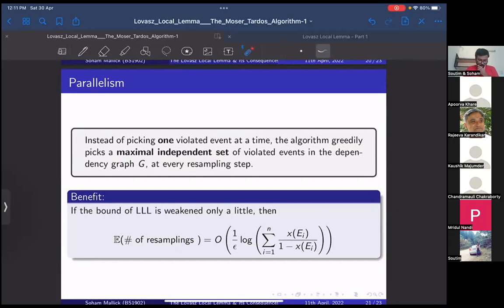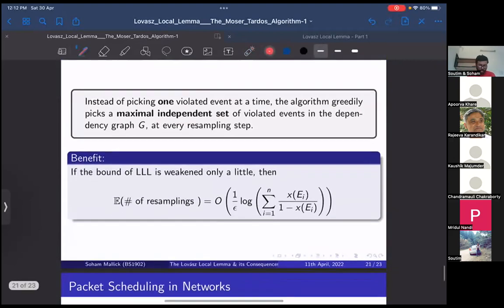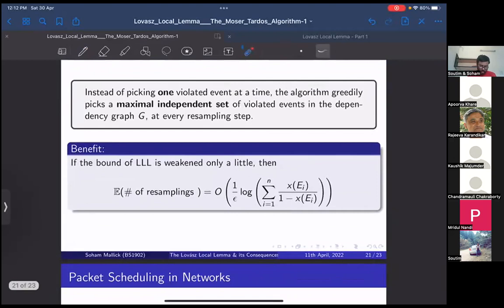So why is this important? This is important because if the LLL conditions were only a bit weakened, what do I mean by a bit weakened? So what do I know?